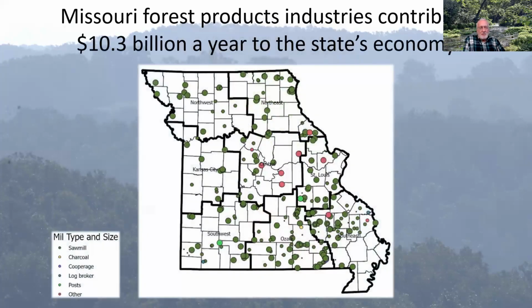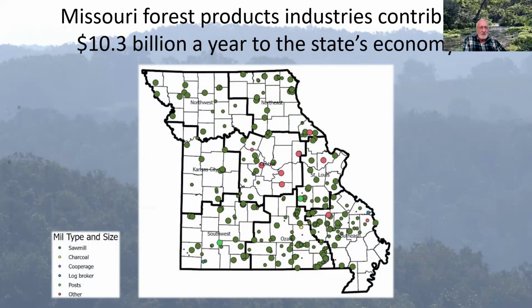But not only from an ecological standpoint, but also from a sociological, economic standpoint, Missouri's forest products industries contribute $10.3 billion a year to the state's economy. To put that into perspective, the ag sector is about $100 billion. So quite a significant piece.